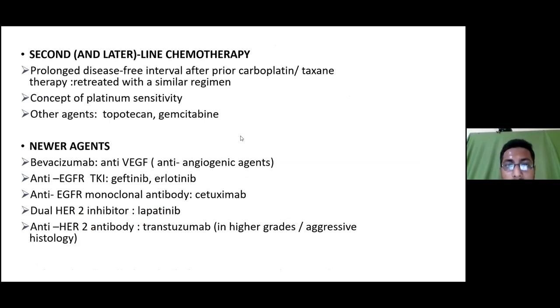For second-line chemotherapy, those with a prolonged disease-free interval treated with cisplatin or taxane therapy can be retreated with similar therapy, and there is also the concept of platinum sensitivity. Other agents, topotecan and gemcitabine, have been used as second-line chemotherapy. Newer agents include bevacizumab, an anti-vascular endothelial growth factor anti-angiogenic agent, anti-EGFR TKIs like gefitinib or erlotinib, anti-EGFR monoclonal antibodies like cetuximab, dual HER2 inhibitors like lapatinib, and the anti-HER2 antibody trastuzumab. These are the newer agents which have come in the management of endometrial cancer.